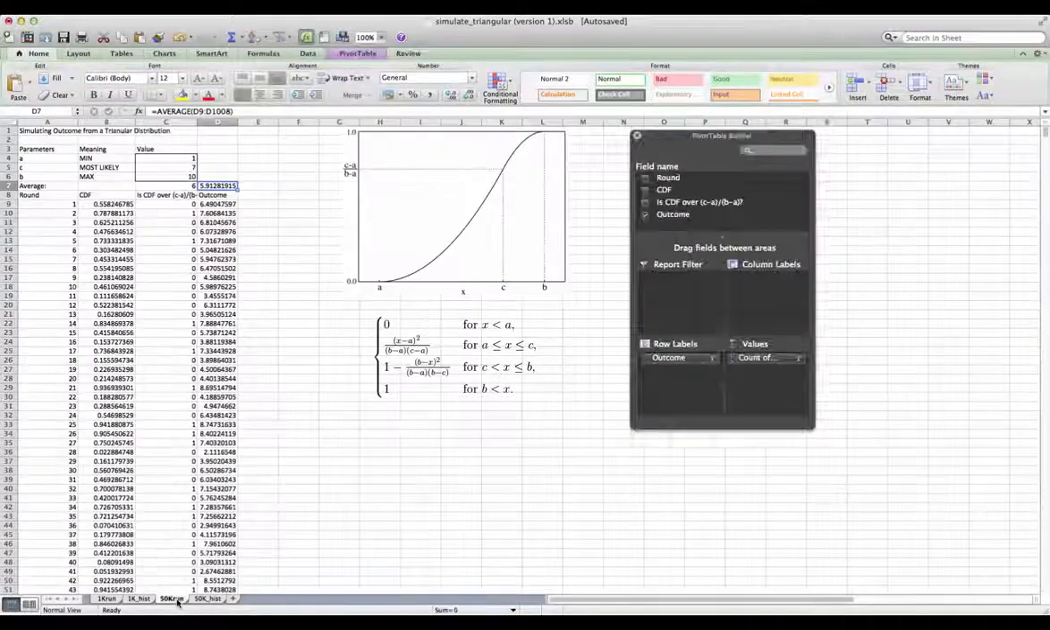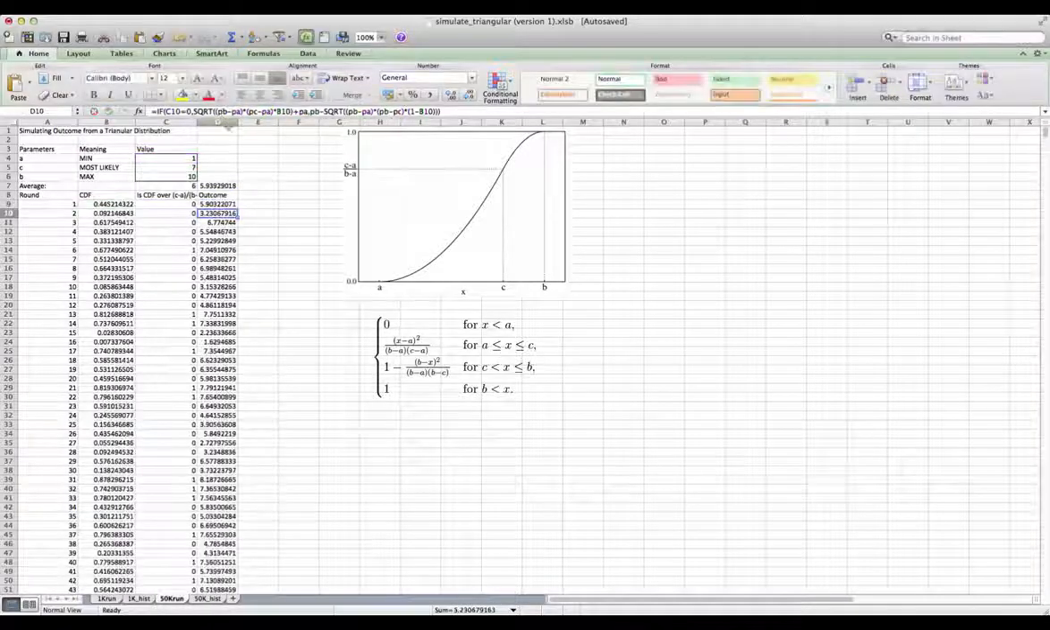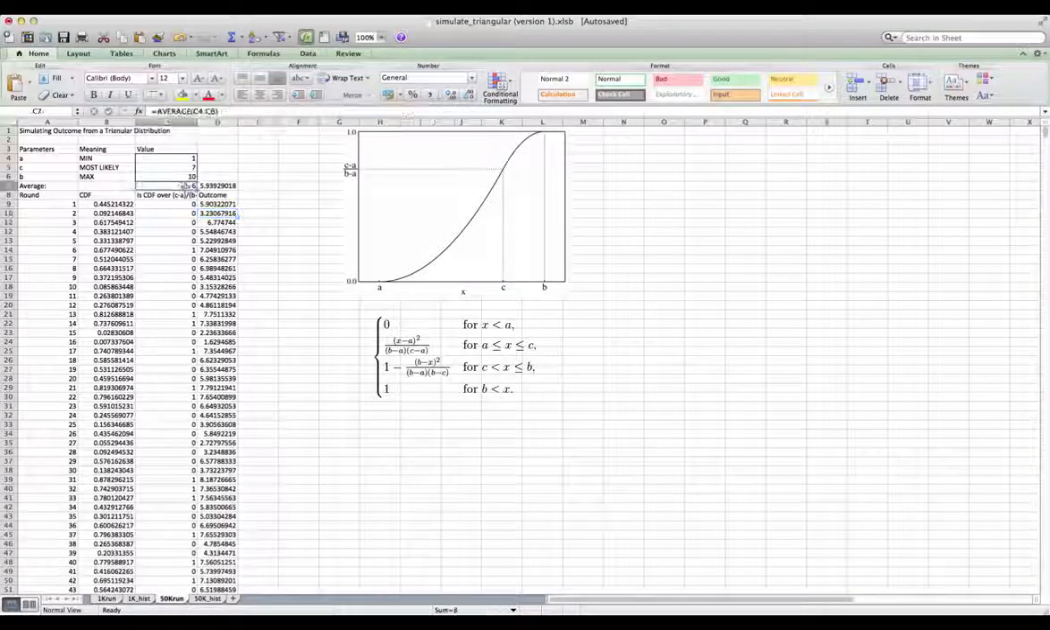Now, for the 50,000 runs, if you take the average here, you can see that it's 5.939. So it is getting pretty close to the true value of the average. So with this tool, we can use it in many business situations where there is a worst case, best case, and most likely case.